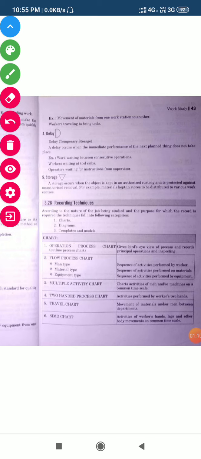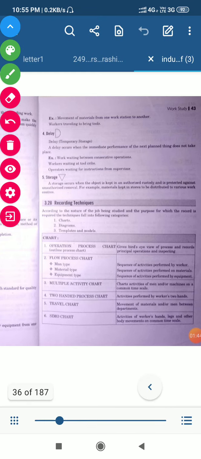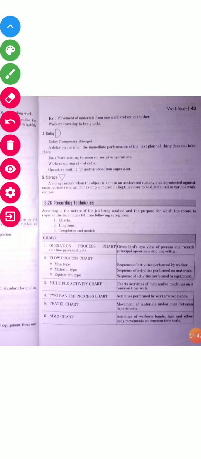Among the charts, the operation process chart comes first, which is also called the outline process chart. In an operation process chart, only two things are present in our recording technique. The first is the operation symbol, that is the circle. The other is the inspection symbol, that is the rectangle. This chart does not deal with the deep penetration of the process, so it is also called the bird's eye view of the process, and records the principal operations and inspections.